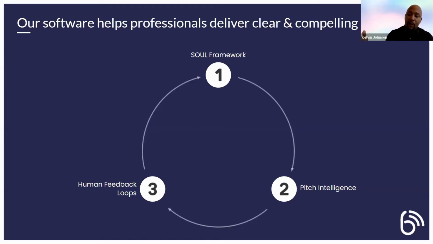And then phase two is really what we call pitch intelligence, scores and suggestions on ways to improve your clarity, concision, to better influence your target audience. And then the last phase of our software is really the human feedback loops. At the end of the day, artificial intelligence can't tell you if you retain or if something is memorable. So it comes down to getting that feedback from humans. So we're providing a way to facilitate that human feedback.